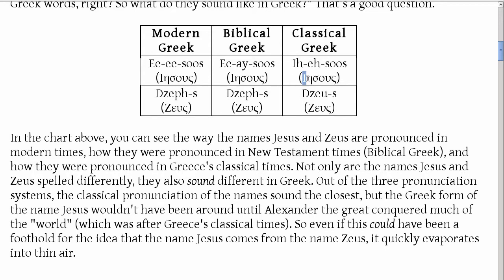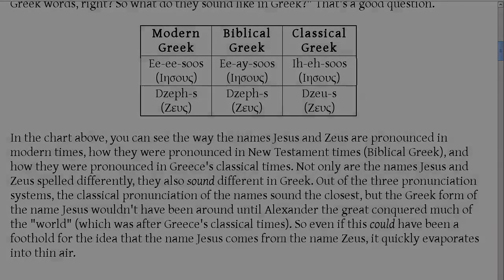Actually, I'll get to that in a second. Not only are the names Jesus and Zeus spelled differently, as you can see here, comparing them, they also sound different in Greek. Out of the three pronunciation systems, the classical pronunciation of the names sounds the closest. But the Greek form of the name Jesus wouldn't have been around until Alexander the Great conquered much of the world, which was after Greece's classical times. So, even if this could have been a foothold for the idea that the name Jesus comes from the name Zeus, it quickly evaporates into thin air.